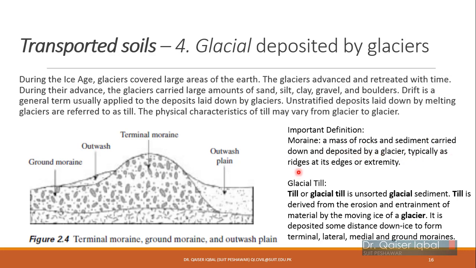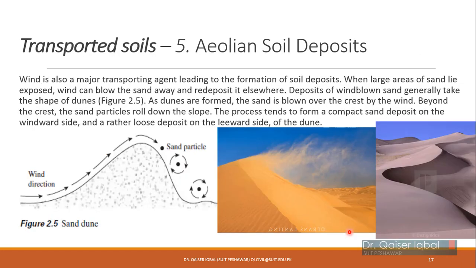So, an important definition: moraine is a mass of rocks and sediment carried down and deposited by a glacier, typically as ridges at its exits or extremities. Usually moraine deposits are deposited at the ridges, at the sides, while glacial till is deposited in the middle. Till is derived from the erosion and contained material moving down with the ice of the glacier. It is deposited at some distance down from the terminal. So this is known as glacial till. Glacial till and glacial moraine are two different types of deposit which are transported by glaciers.